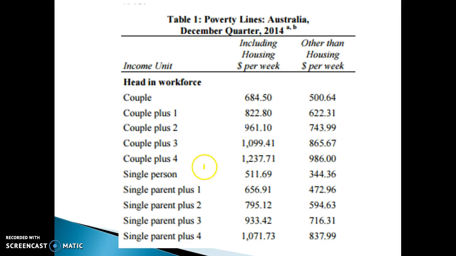And this is what you have to be on to be under the Henderson poverty line in Australia. A couple with 2 children, if you're earning less than $961. A couple with 4 children, $1,237. A single person earning less than $511 would be in relative poverty, and a couple, $684.